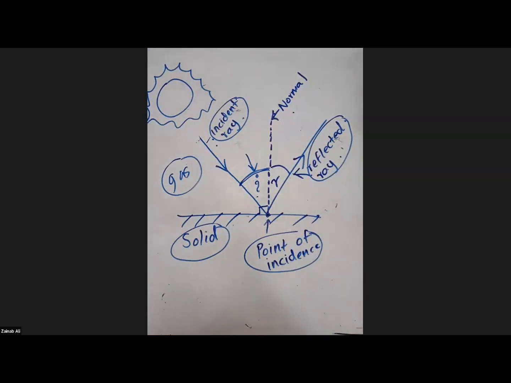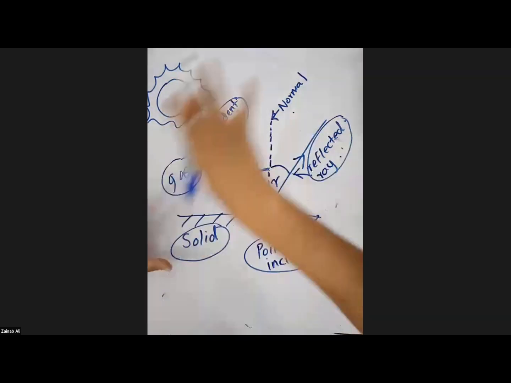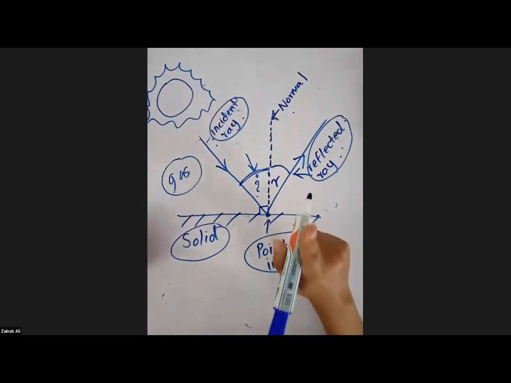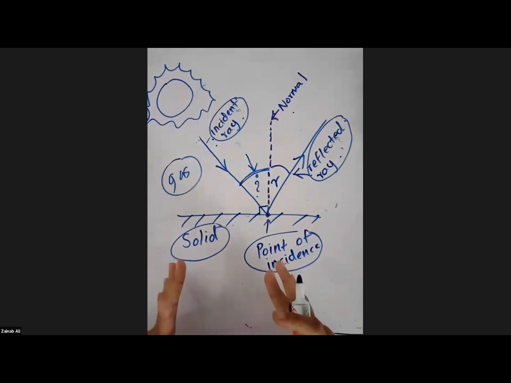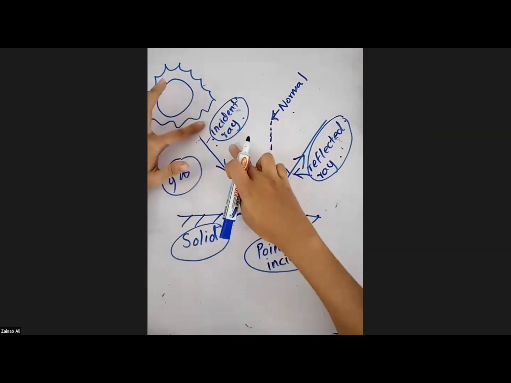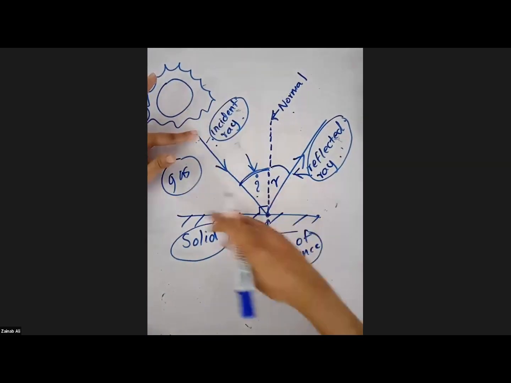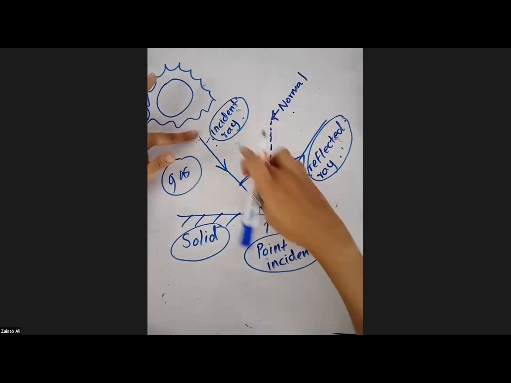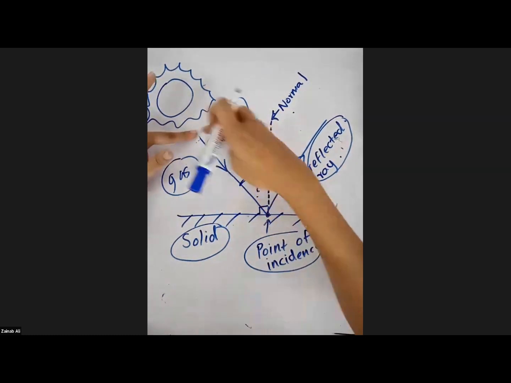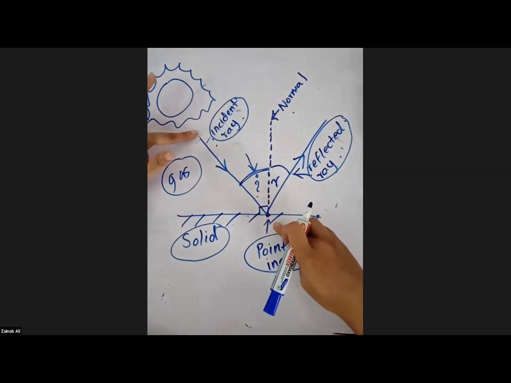Okay, let me take you through it once more. Everyone say it with me, so that it will stay in your mind. What is the incident ray? The ray that falls on a mirror, you call it the incident ray. The ray that is falling on this mirror is the incident ray.